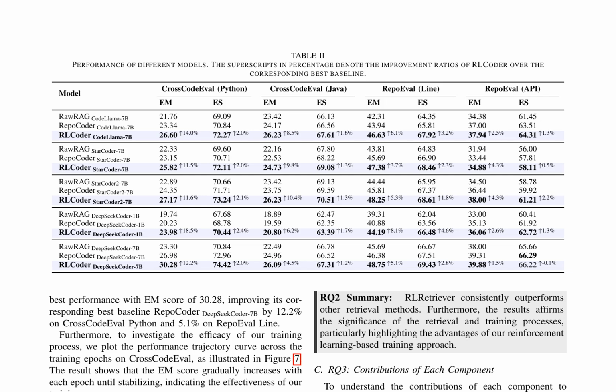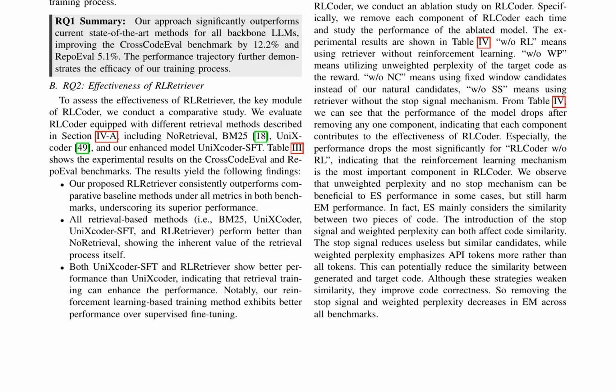The effectiveness of RL retriever, a key module of RLCoder, is assessed by comparing it with other retrieval methods, including no retrieval, BM25, UniXcoder, and UniXcoder SFT. The experimental results in Table 3 show that RL retriever consistently outperforms comparative baseline methods under all metrics in both benchmarks, underscoring its superior performance. An ablation study is conducted to understand the contributions of each component to RLCoder.